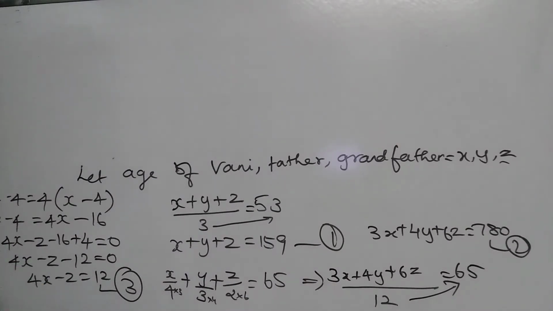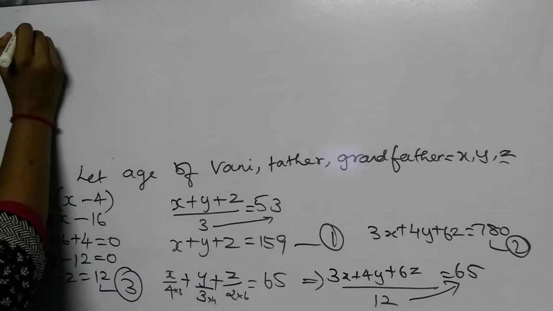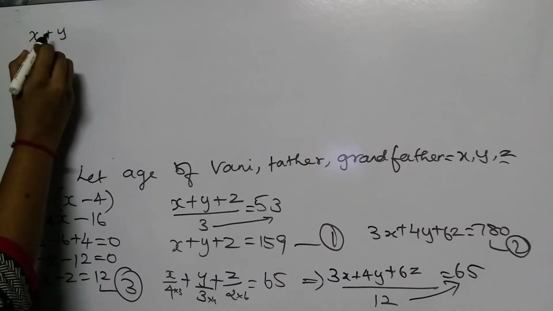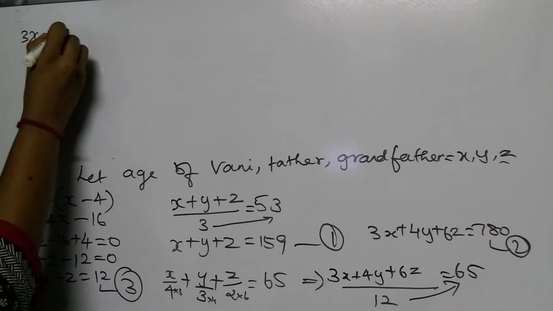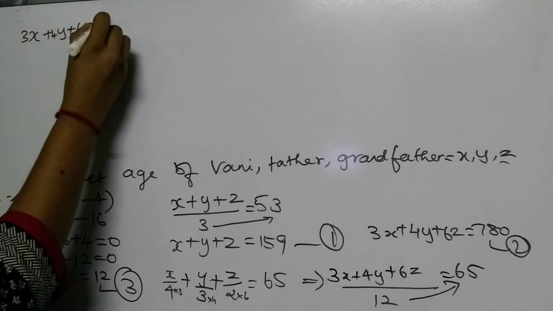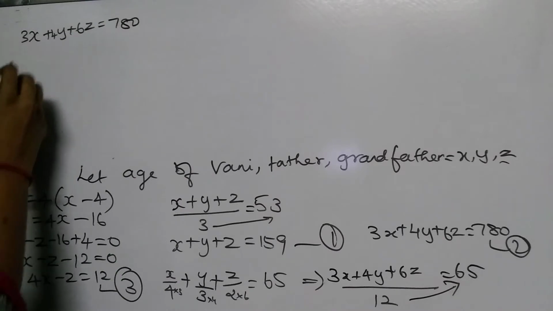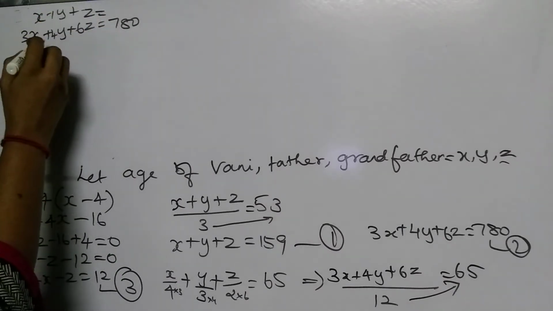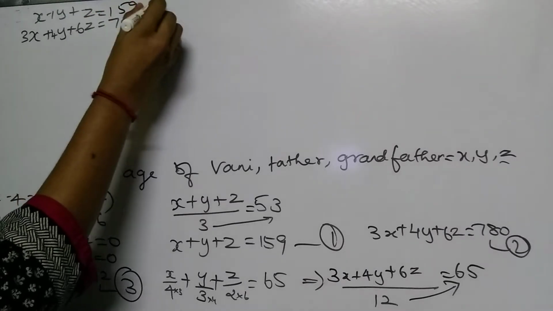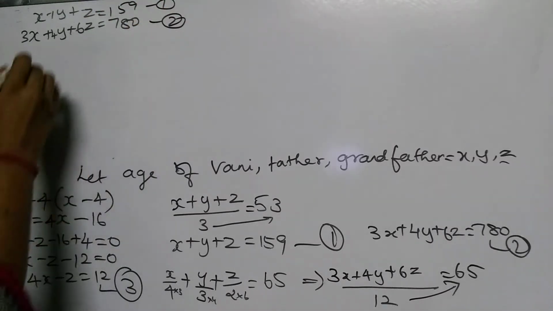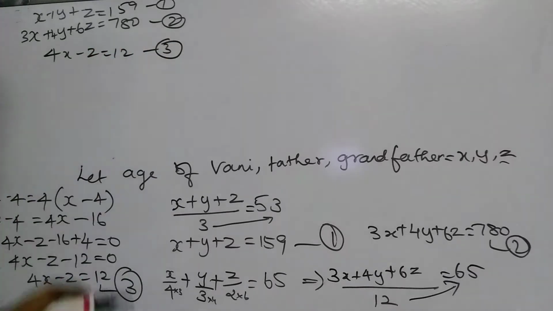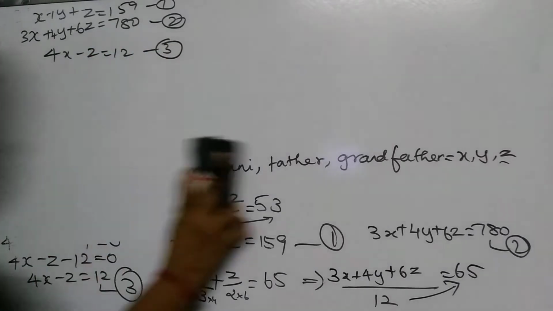Now you have got the equations x, y, z. First equation: x plus y plus z equals 159. Second equation: 3x plus 4y plus 6z equals 780. And your third equation: 4x minus z equals 12. From these three equations, you solve for the remaining x, y, z.